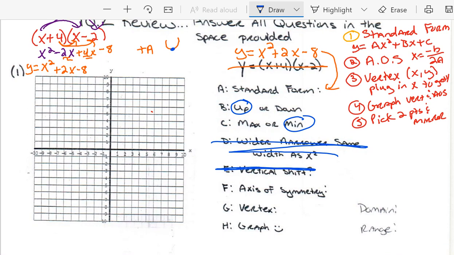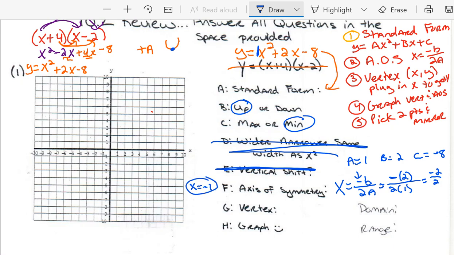Then we need our axis of symmetry. For our axis of symmetry, again, it's a formula. Always the same formula, so make sure you write that down and you have it handy. Negative b over 2a. So again, if we wrote out a, b, and c from the standard form, a is 1, b is 2, and c is negative 8. So it's going to be minus, because that's the formula, and then it's 2, that's what we're plugging in, and then it's 2 times 1. And so it's going to be negative 2 over 2, which means that my x is negative 1. That's my axis of symmetry.